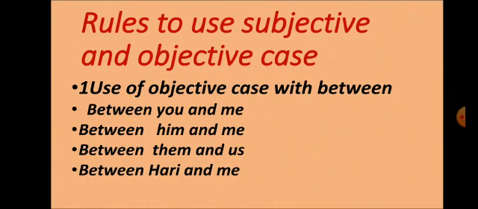So the first rule is use of objective case with between. Whenever there is the word between in a sentence, then we use objective case of pronouns. For example, between you and me, between them and us. This will be a secret between you and me. We do not use subjective case, we use objective case.